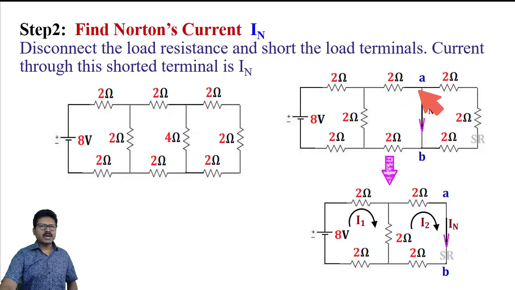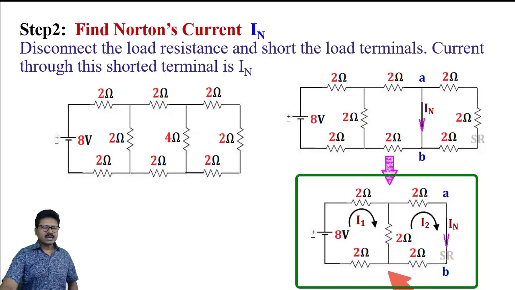When it reaches point A, the current has two paths. One is through this short circuit path, another is through this 2 ohm, 2 ohm and 2 ohm. As one path is shorted, all the current from A will flow through the short circuit path. No current will flow through the series resistance of 2 ohm, 2 ohm and 2 ohm. So this circuit may be redrawn as this circuit. From this circuit, now I will calculate Norton current, which is the current flowing through path A, B.